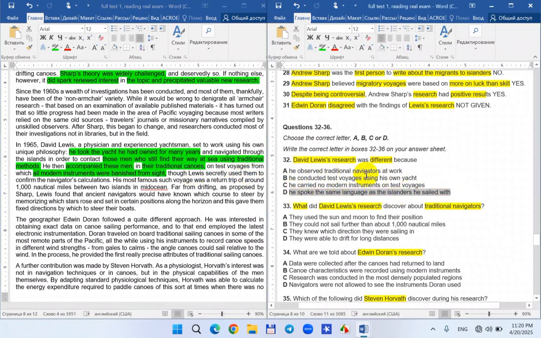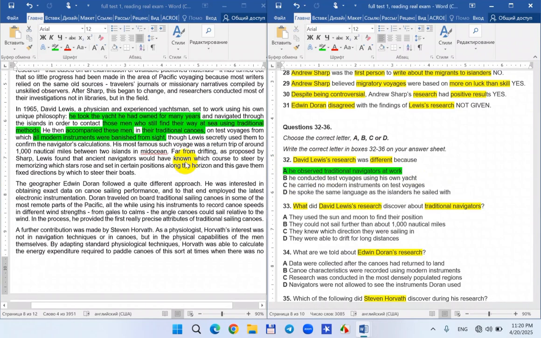He spoke the same language. Nothing about that. I guess the most logical answer would be this. Next. Far from drifting as proposed. Like I need to find a discovery. As you can see, you have to not only think about which answer is correct, but also you have to think about which one is incorrect when it comes to multiple choice questions.